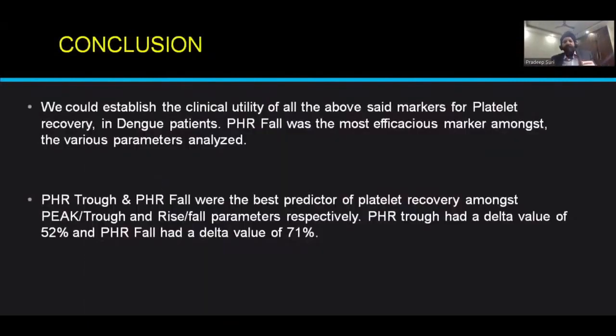So what we established here was that platelet HFC ratio trough had a delta value of 52% and the platelet HFC ratio fall had a delta value of 72%. So when we combine the platelet decrease along with the HFC in the form of a platelet HFC ratio, the delta values get augmented and it gives the best sensitivity or the best prognostic marker to look for platelet recovery.